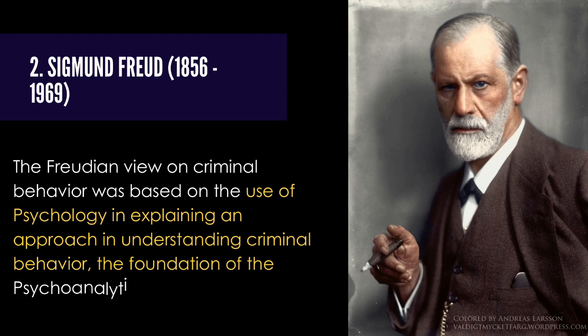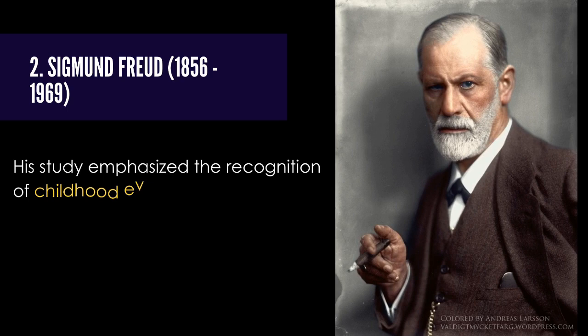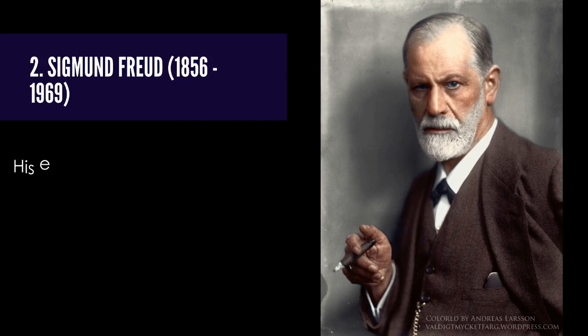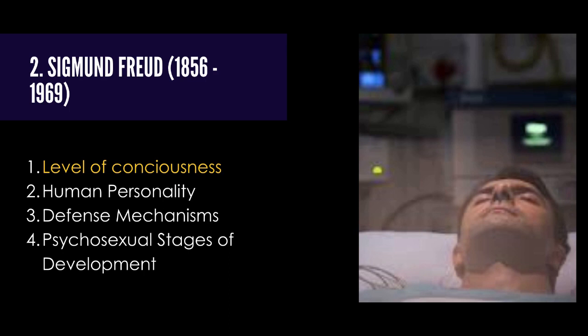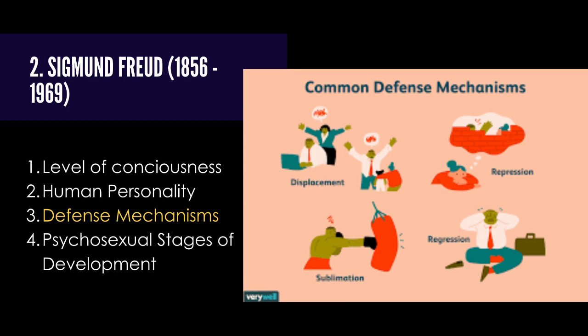His study emphasized the recognition of childhood events that could influence the mental functioning of adults. His examination of the genetic and then the developmental aspects gave the psychoanalytic theory its characteristics. In this video, the works of Freud will be presented using the following sequence. First, level of consciousness. Second, human personality. Third, defense mechanisms. Fourth, psychosexual stages of development.